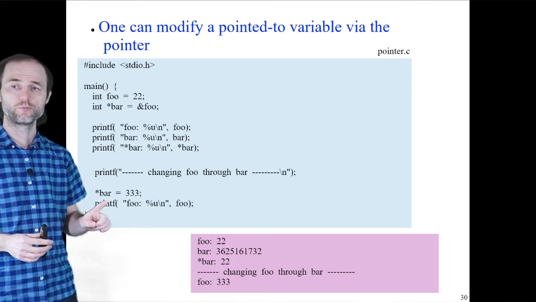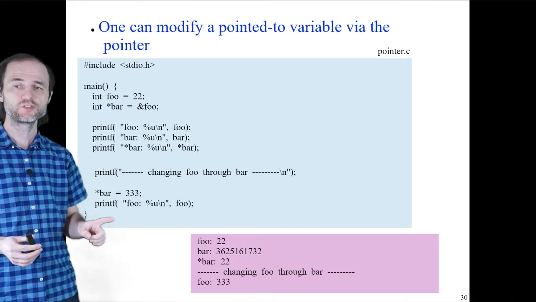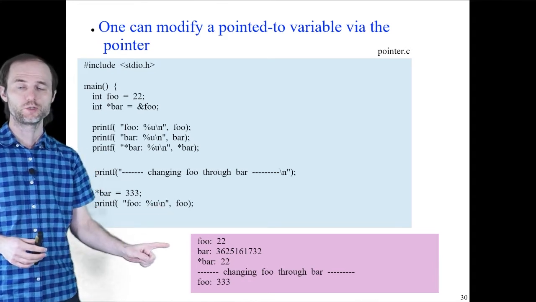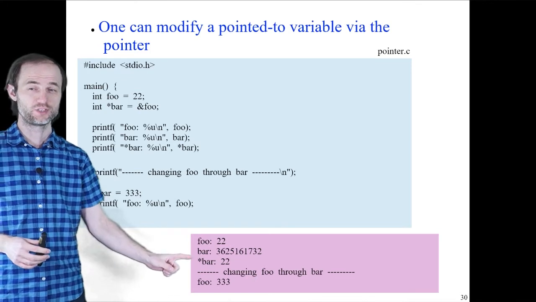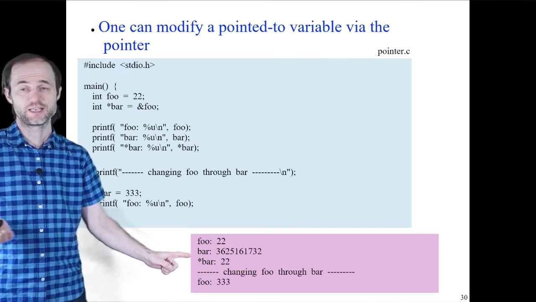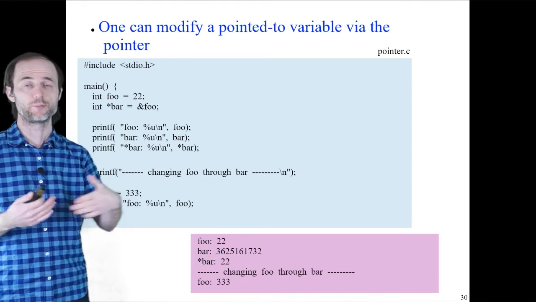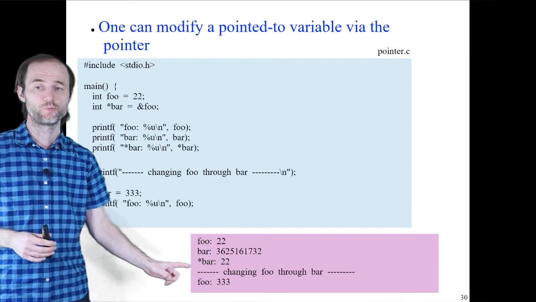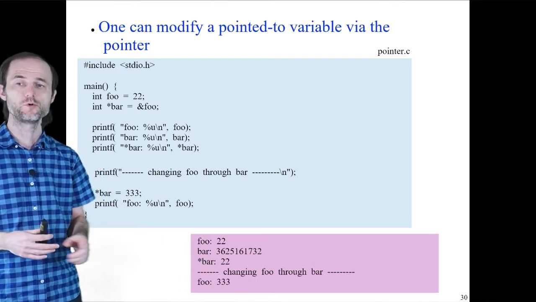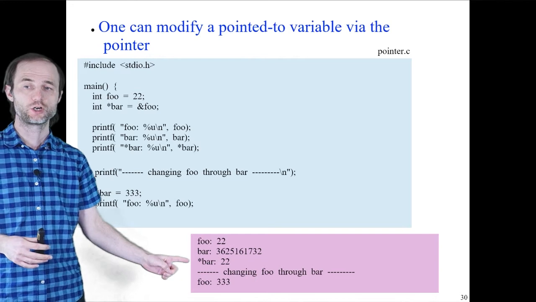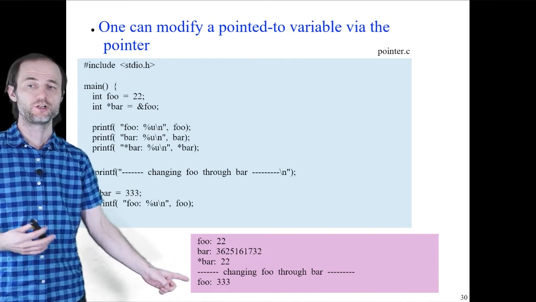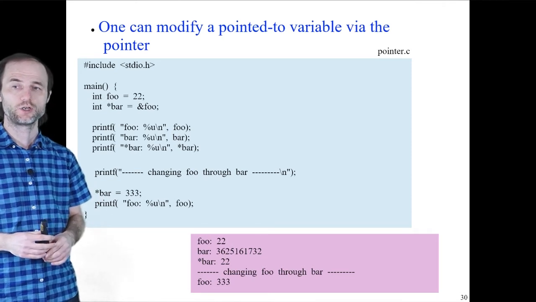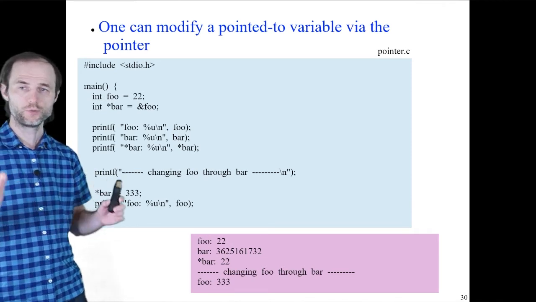So we will say star bar is equal to 333, and after that we expect that the value of foo will change, and that's precisely what we see. We start out with the value of foo of 22. This is a value of bar that doesn't have any physical meaning. It just happens to be the address of the location where foo is sitting. The value of bar is not surprisingly the same as that of foo. And then after we change star bar, we're going to see that the value of foo will be equal to exactly that value to which we set star bar. So I hope that makes sense.